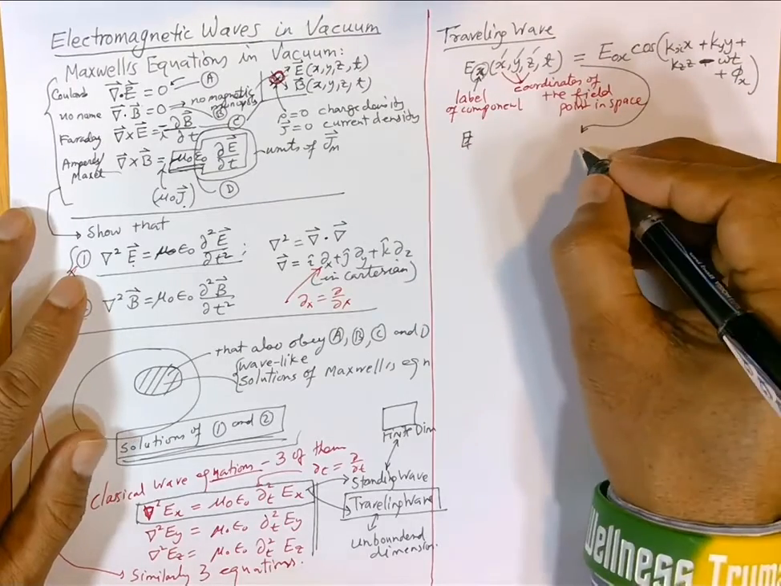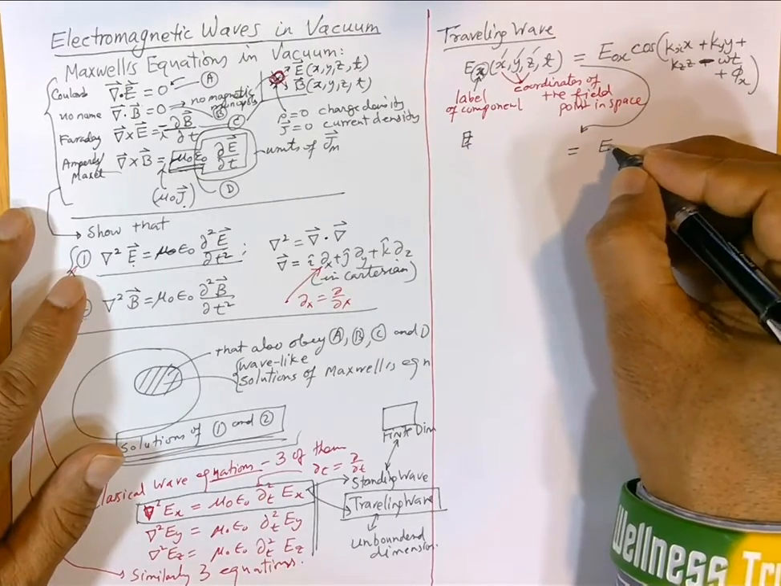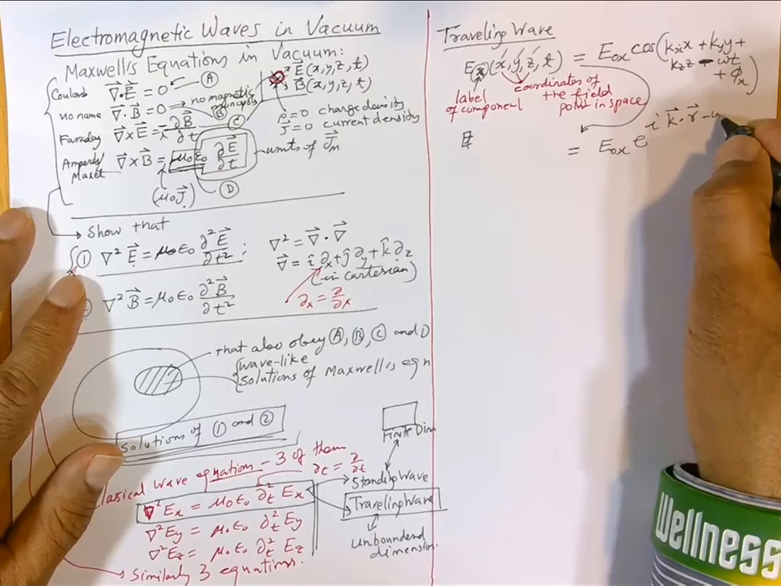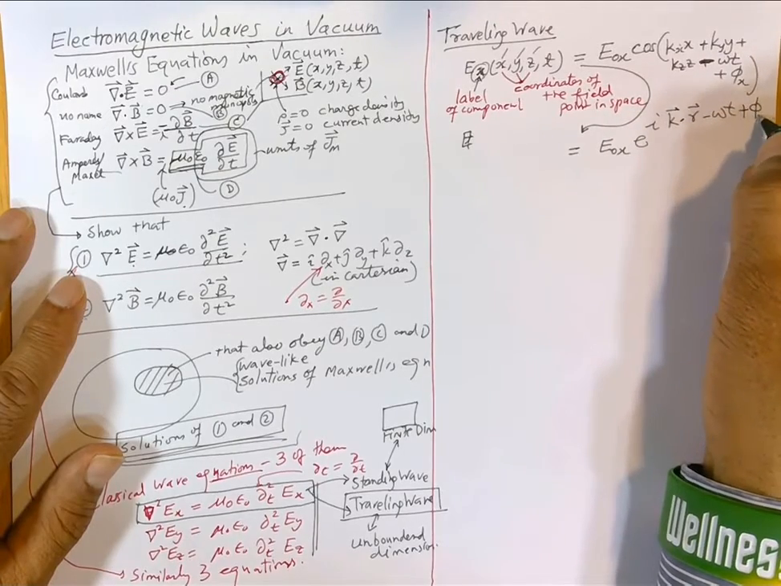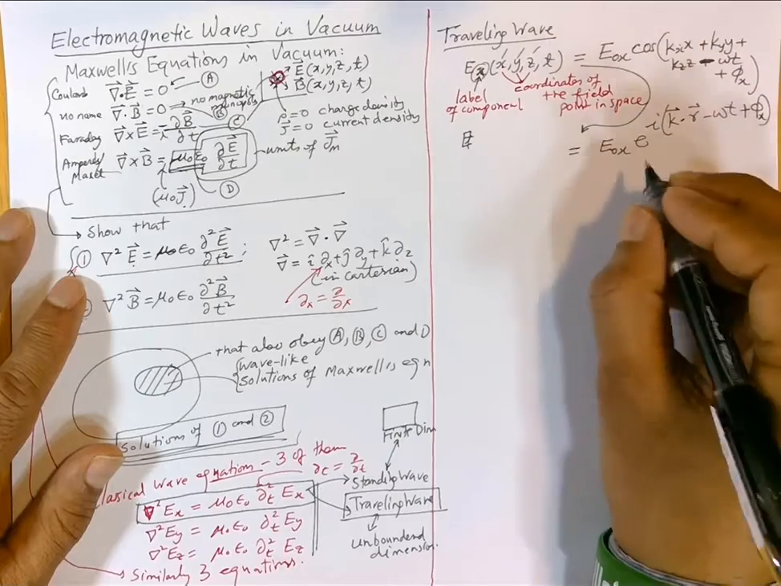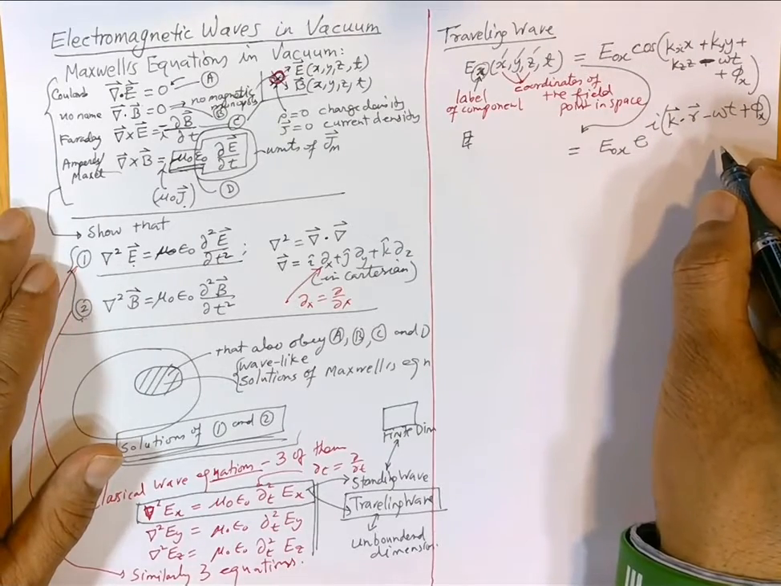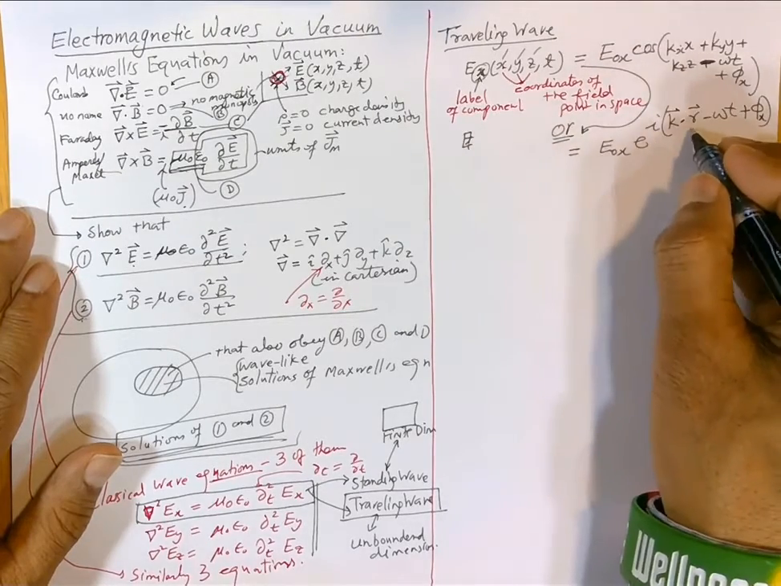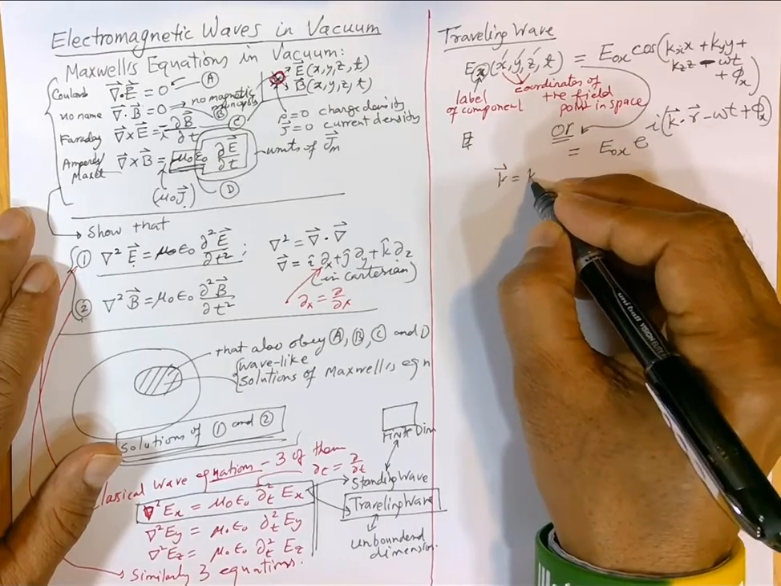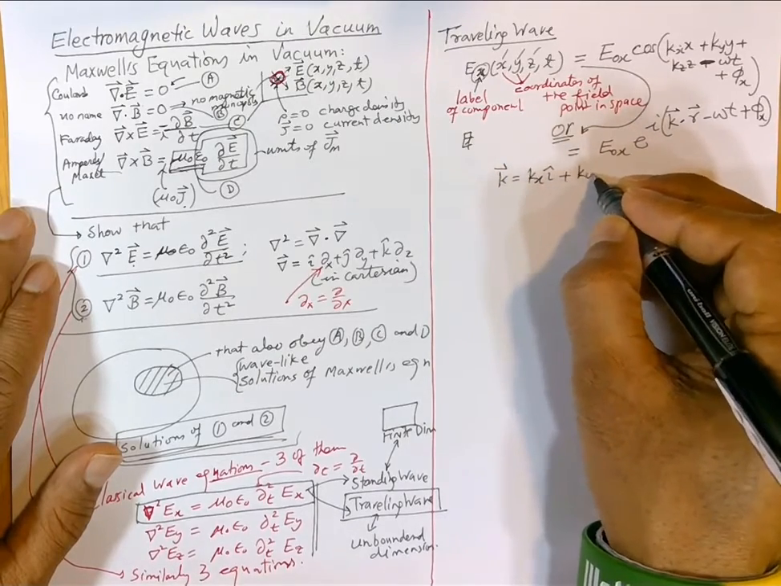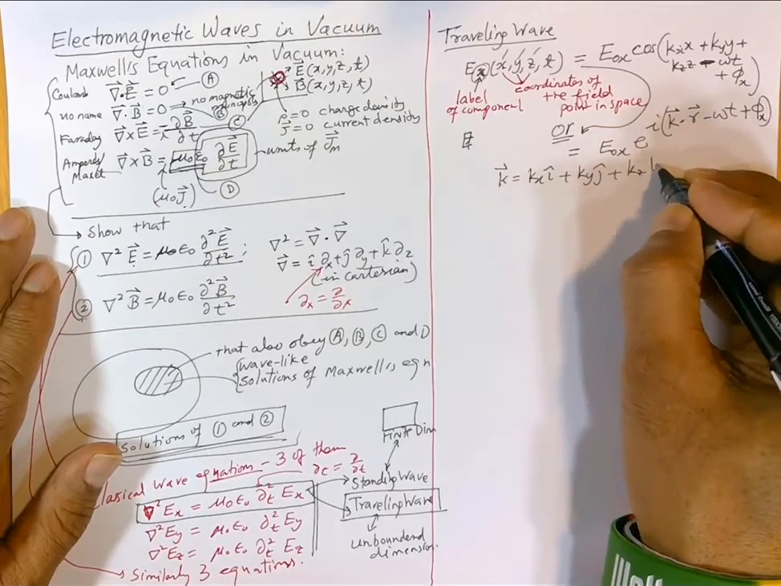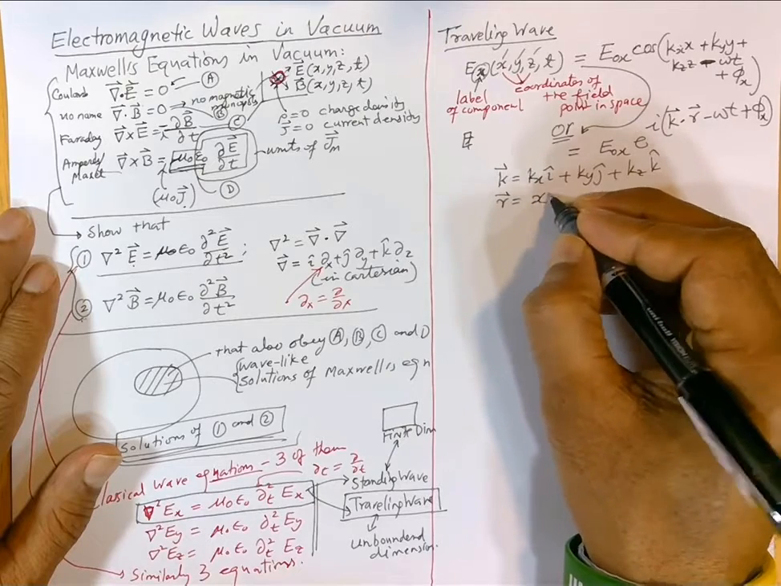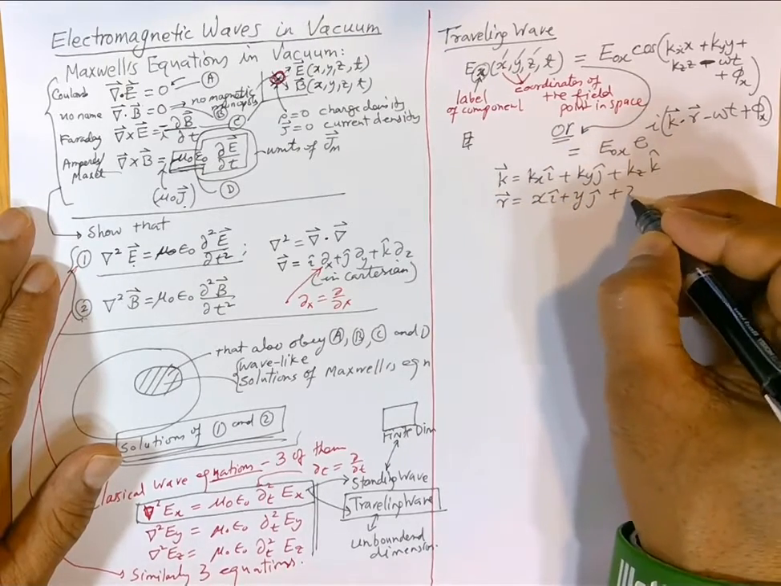sometimes we write it in complex notation. We might say E0x e to the power i (k dot r minus omega t plus phi x). We can write in that notation, and we're just looking at the real part of that, right? When we write that in that notation, you can see that k is kx i hat plus ky j hat plus kz k hat, and r is just x i hat plus y j hat plus z k hat.